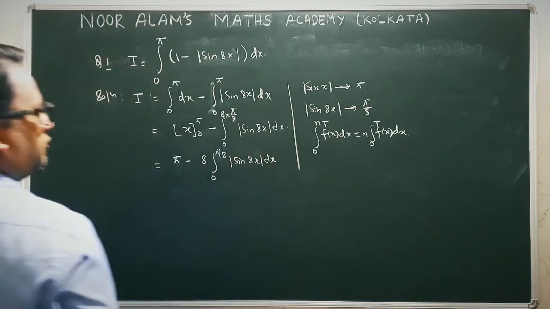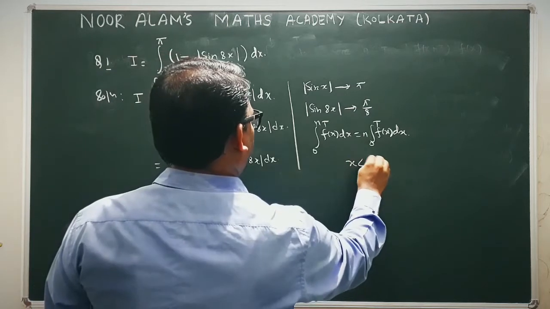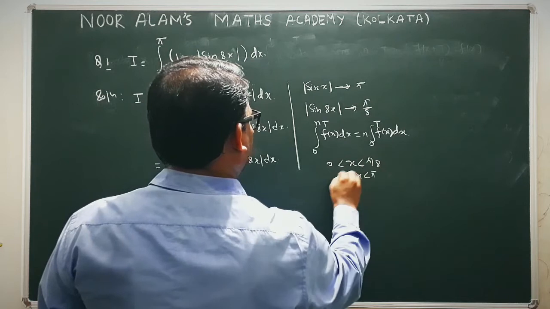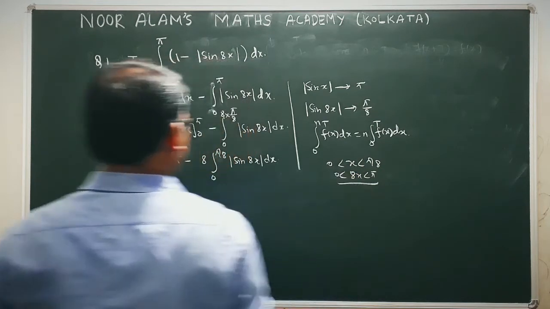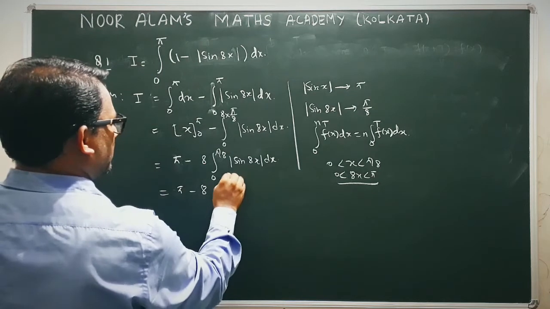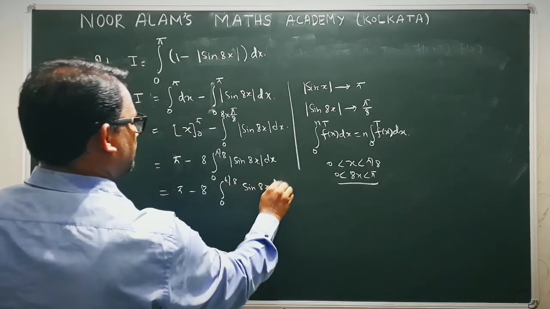Okay, so now x lies between 0 to pi by 8, so 8x lies between 0 to pi, and in this range sine is positive, so we can open the mod. We get integral 0 to pi by 8 of sine 8x dx.